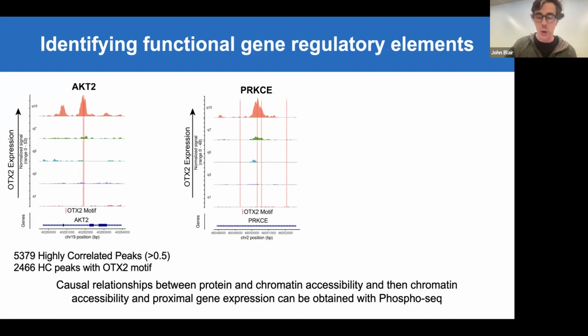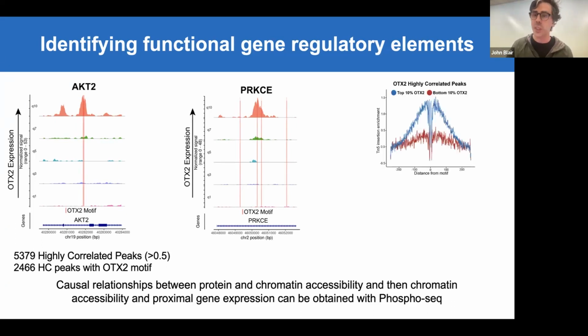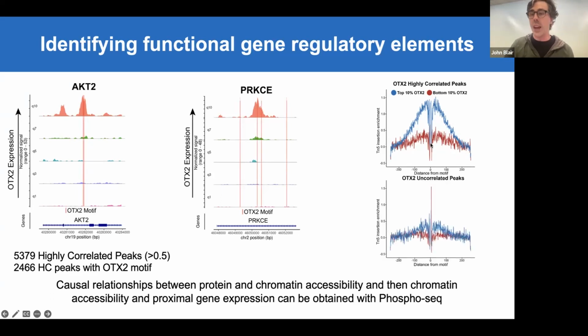If we take these highly correlated peaks and do a footprinting analysis, what we observe is that there's a high Tn5 insertion bias surrounding the OTX2 motif in cells that have really high OTX2 expression, and not in cells that don't really express OTX2. If we look at the peaks that are not correlated with OTX2, we can find that this effect mostly disappears. So with this, we can be fairly confident that what we're actually observing are true OTX2 binding sites that might actually be bound by OTX2 at the time of running the assay.